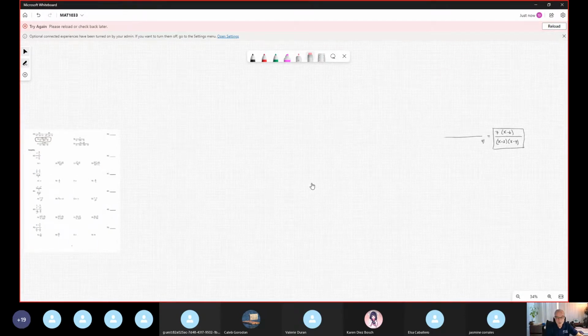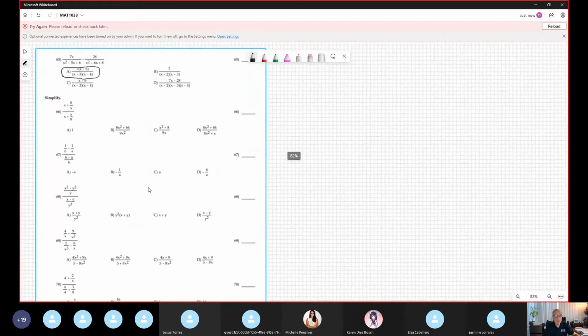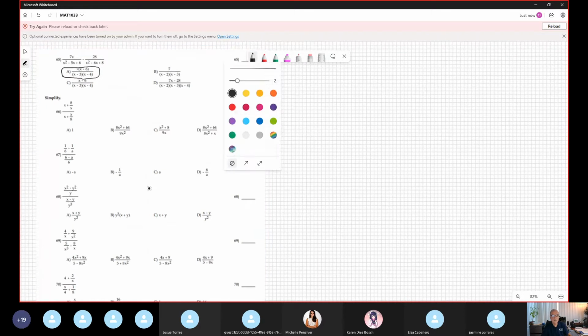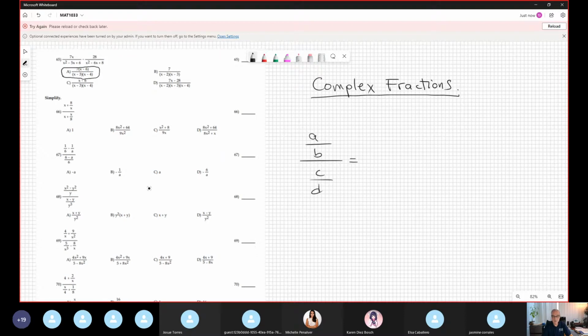Now we move into the last topic. Okay, it is the complex fraction. What is that? Well, a complex fraction is a division of fractions. For example, you have A over B divided by C over D. Oh, it's easy because the professor explained.